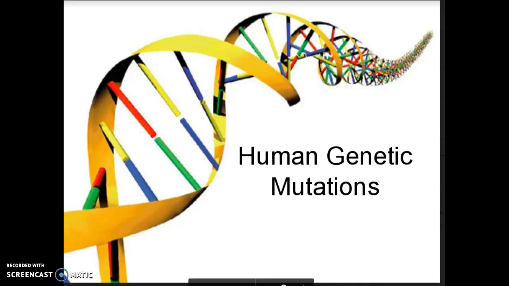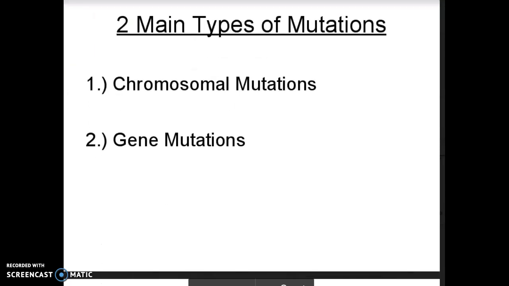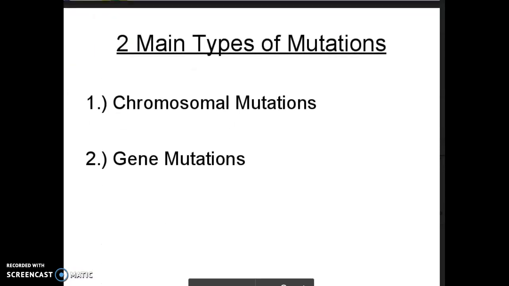Right, this lesson is going to detail some of the information about human genetics and the mutations. The idea here is that there are two main types of mutations. We have chromosomal mutations and gene mutations. We have focused a little bit on gene mutations already. We did a lab. We're going to really focus today on chromosomal mutations and then add a little bit at the end with gene.